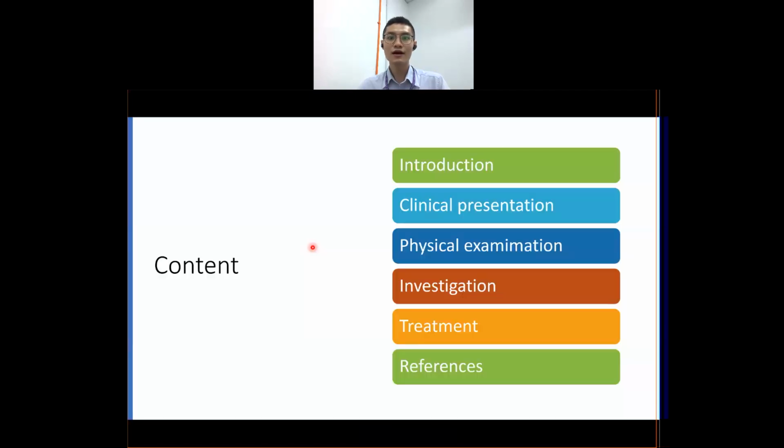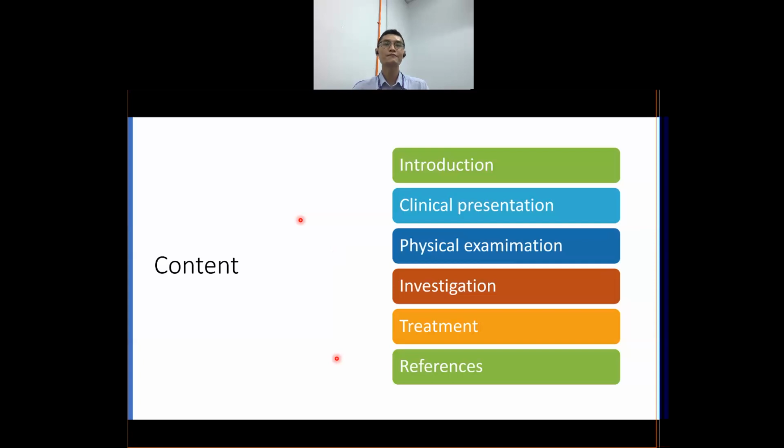All right, so this is going to be the outline of my presentation. I'm going to introduce to you the definition of meningitis and also encephalitis. Following that, I'm going to talk about how they usually present to us, what the important things are in physical examination, how we investigate them, and finally, how we treat them.